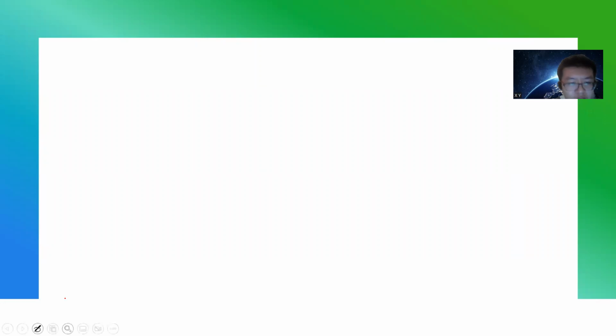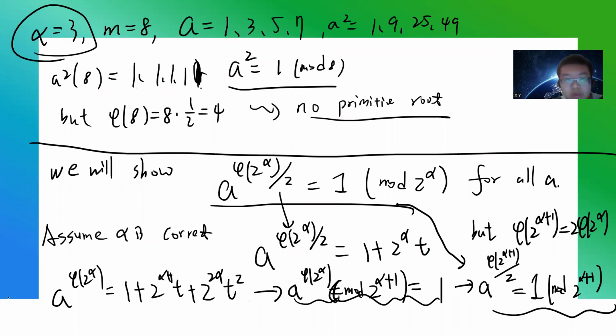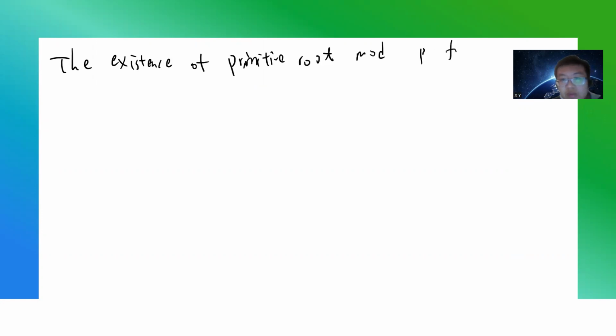What's up, guys? Okay, so in this video, let's keep talking about the second part of the primitive roots of unity. In this video, the goal is to prove the existence of primitive roots mod p, or p prime. Basically we are going to show that primitive roots always exist for prime moduli. And the tool is this simple lemma.